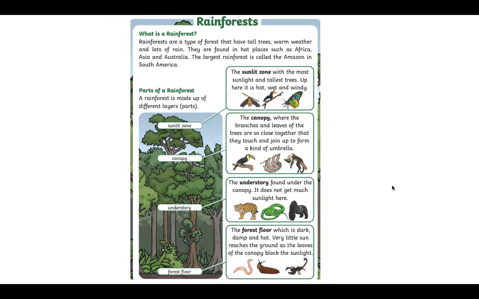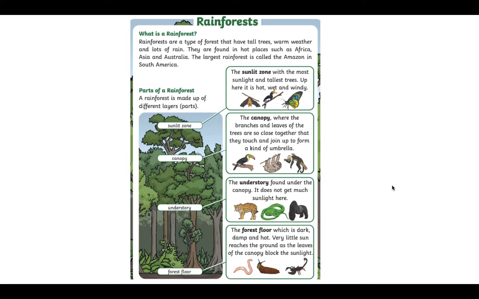Okay, and now we'll have a go reading it together. What is a rainforest? Rainforests are a type of forest that have tall trees, warm weather and lots of rain. They are found in hot places such as Africa, Asia and Australia. The largest rainforest is called the Amazon in South America.